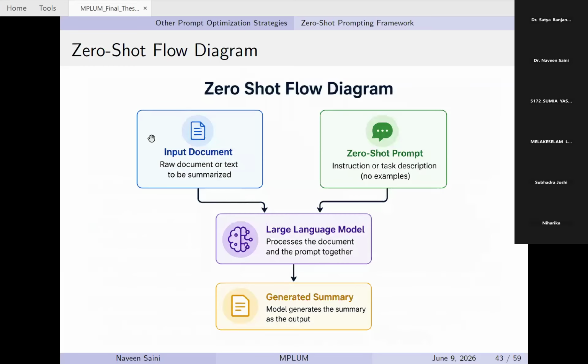Now here a flow diagram is there. Input document is there. You will provide the zero shot prompt with the document. Here the LLM is there, and the summary will be generated. Just simple.